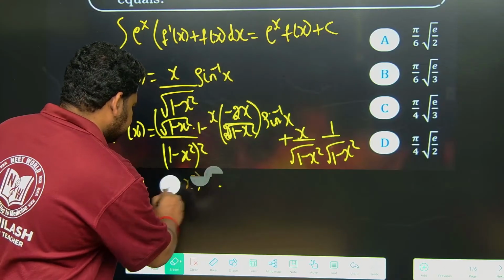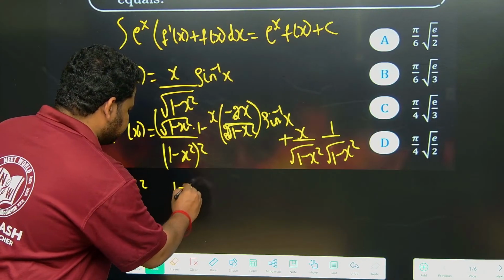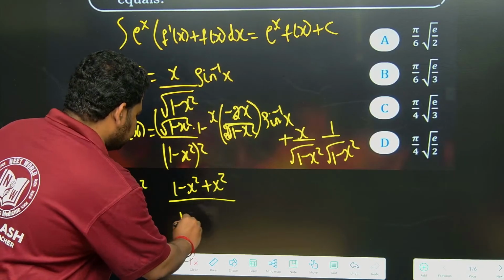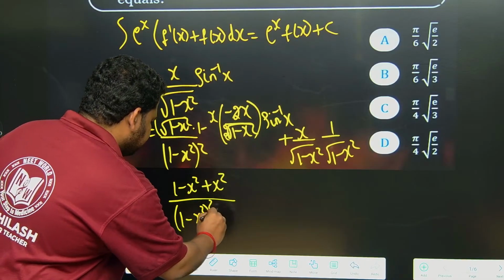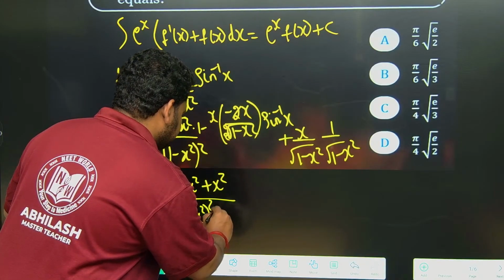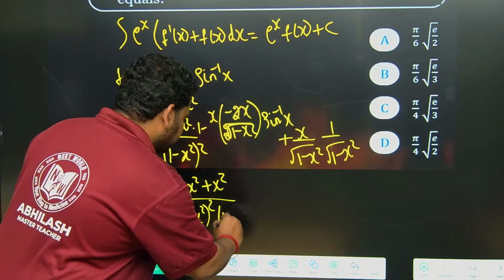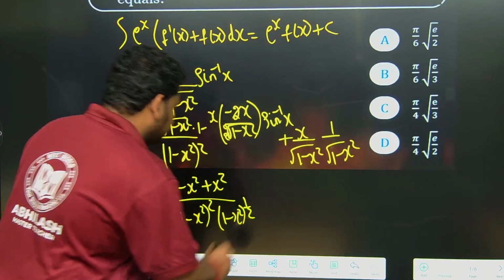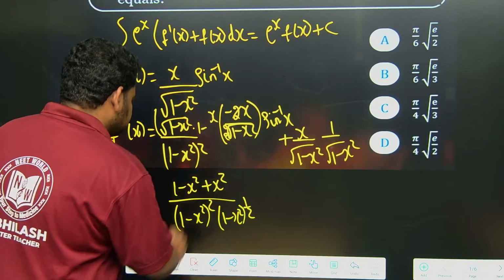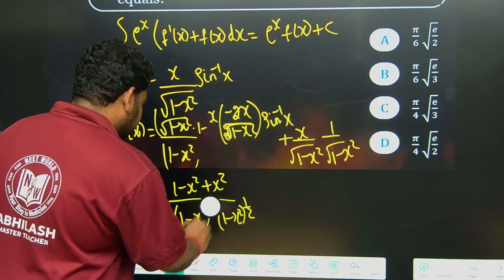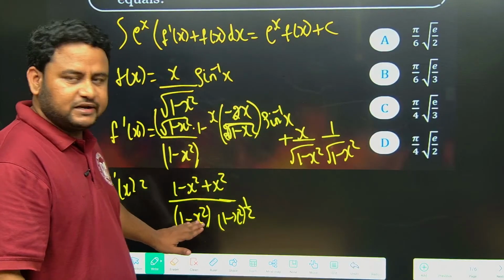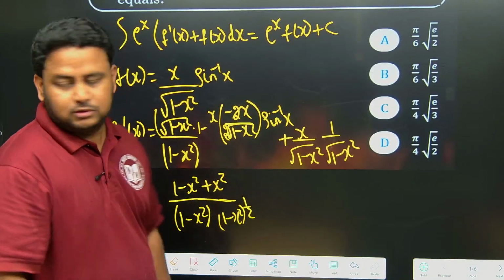So I can directly write it as 1 minus x square plus x square divided by this 1 minus x square whole, square root of 1 minus x square. Square root of 1 minus x square, I can write it as 1 minus x square to the power of 1 by 2. If I square the square root of 1 minus x square, I'll just get 1 minus x square. So this will be 1 minus x square into 1 minus x square to the power of 1 by 2. This is what I get.